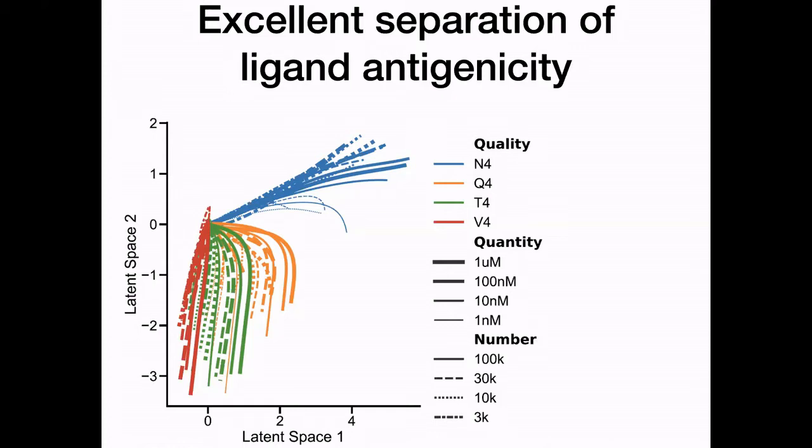So for instance, you see all the blue ligands going on top like this. Those are the strong ligands. Strong ligands all go in the same direction, on top. The slightly weaker ligands like Q4 and T4 go a bit horizontally and then they go down. And the very weak ligands just go down immediately. So you have a very, very simple description of the dynamics.